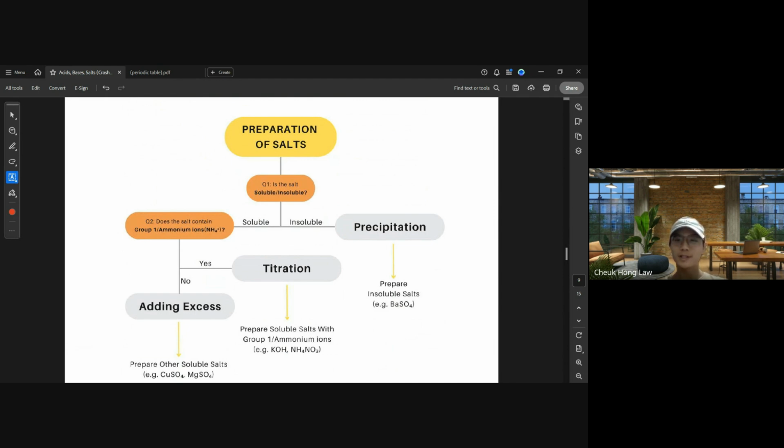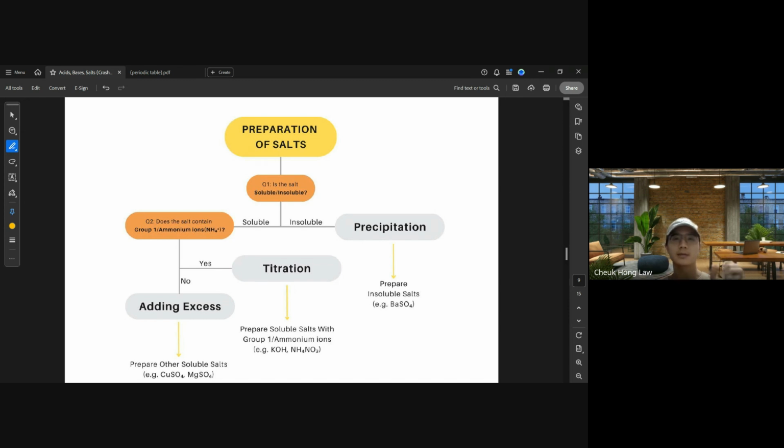Many students actually find this very daunting, but I'm going to try to explain it in a way that you don't have to memorize but can understand the preparation of salts. Firstly, for preparation of salts, there are 3 different methods. How do you identify which method to use if the question gives you a salt? They tell you to prepare this salt, and you have to know which method to use already.